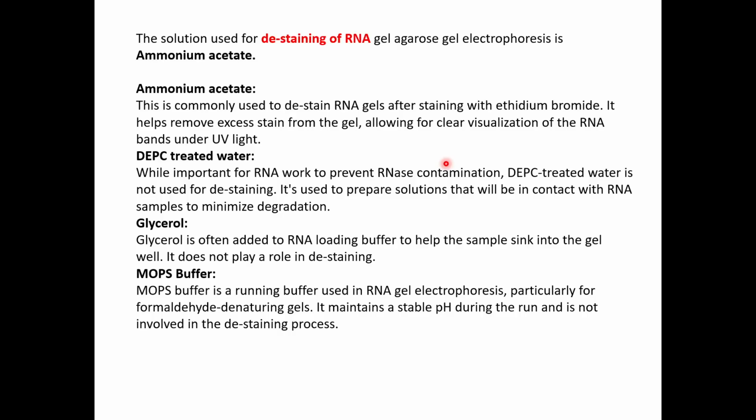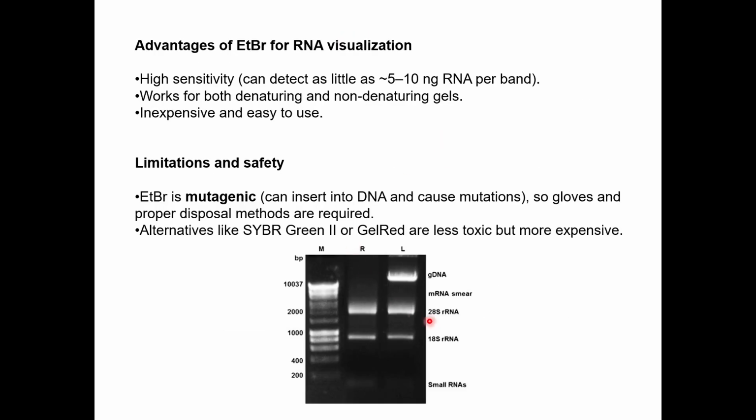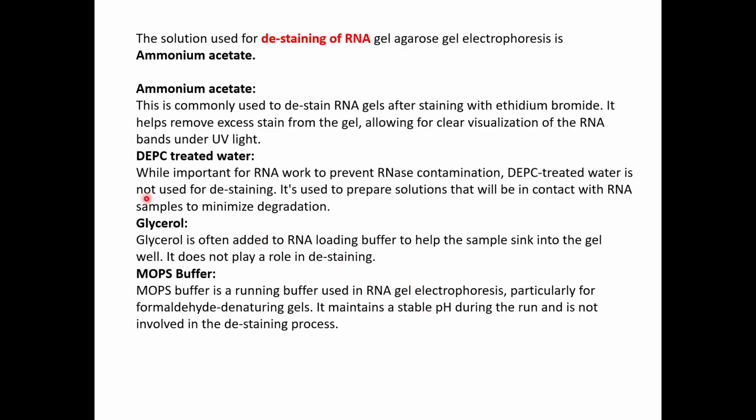Sometimes if you have added more EtBr, your band might be so big, like a blob. So if you want to use it for publication, you cannot use it. You need nice, neat, crisp, clear bands like this. So you can also remove your excess EtBr by using ammonium acetate, allowing for clear visualization.